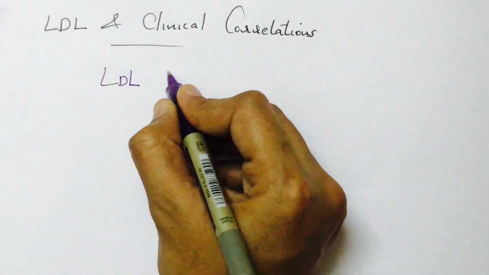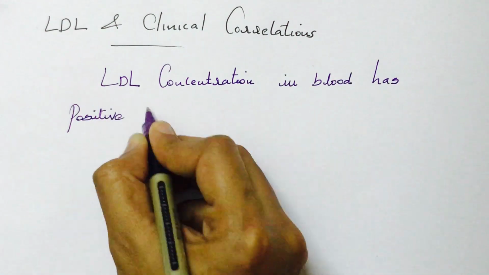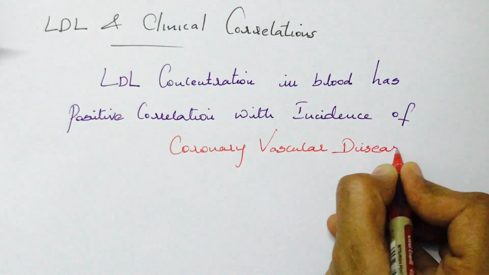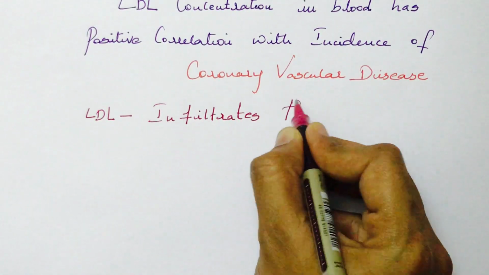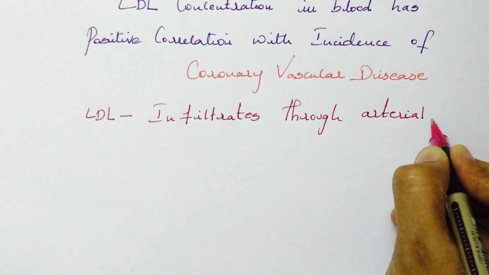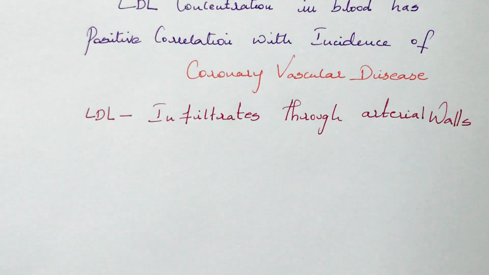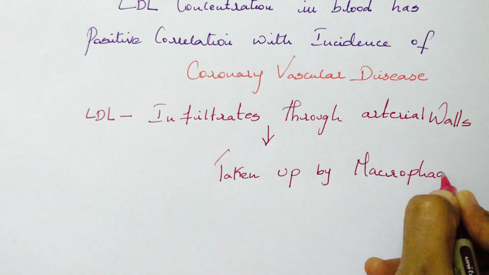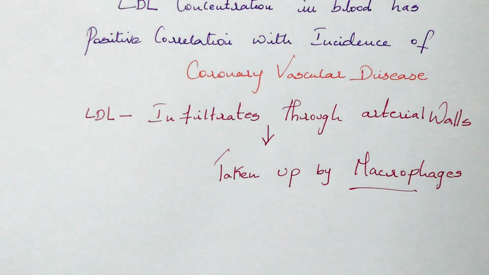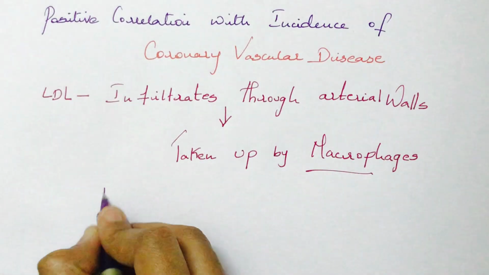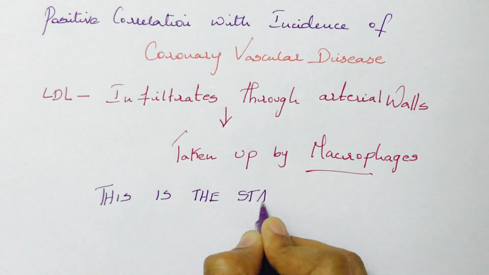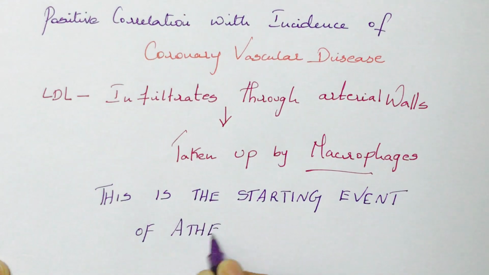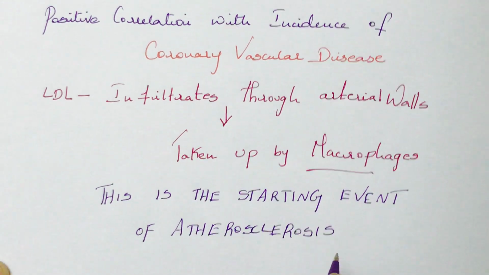What are the clinical correlations with LDL? The LDL concentration has a positive correlation with the incidence of coronary vascular disease. What is the pathogenesis? LDL infiltrates through the arterial walls and is taken up by the scavenger cells, that is macrophages. And this is the starting event of atherosclerosis, leading to myocardial infarction.